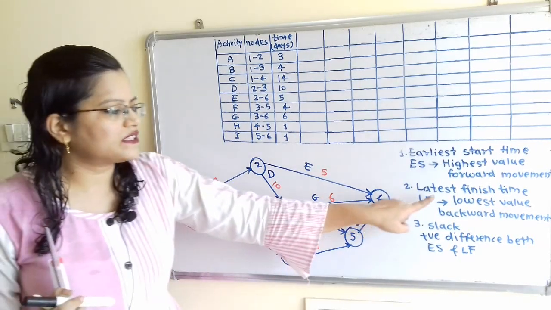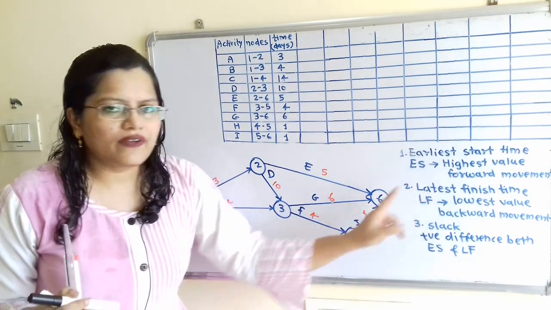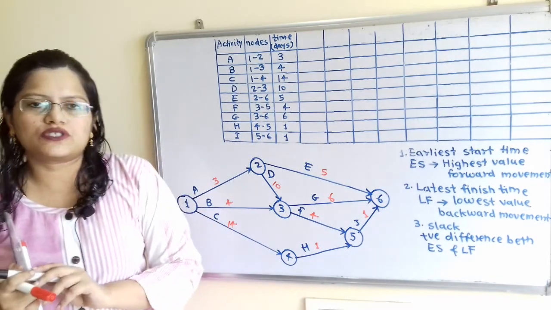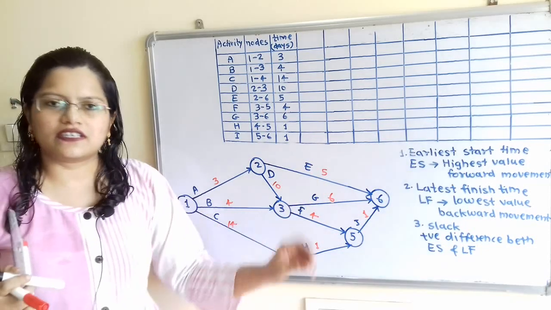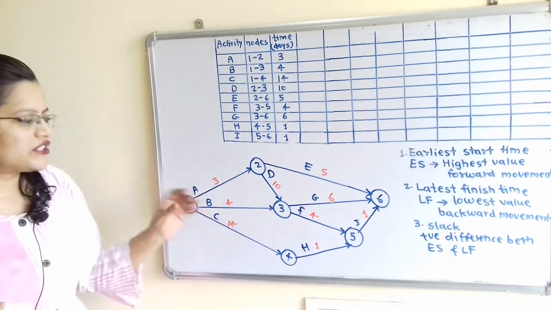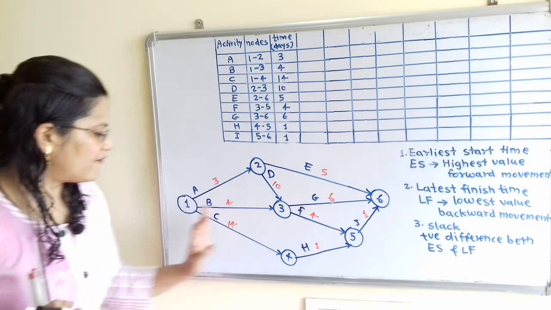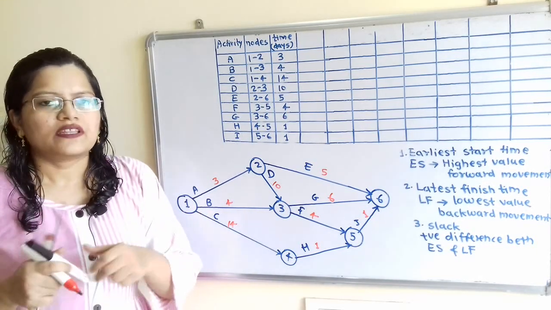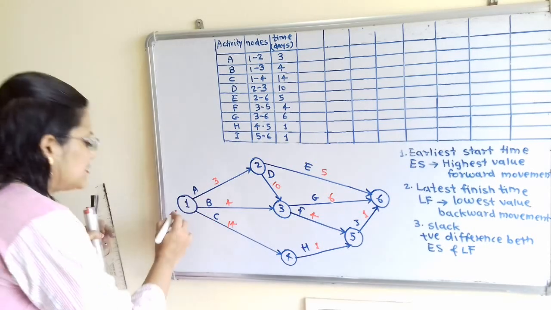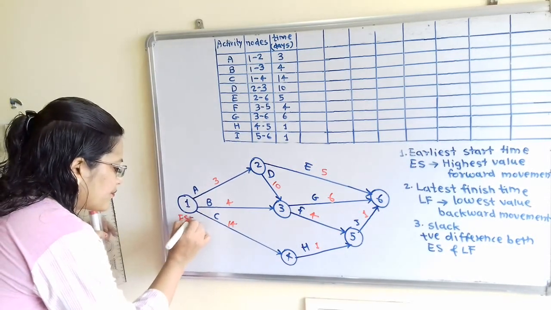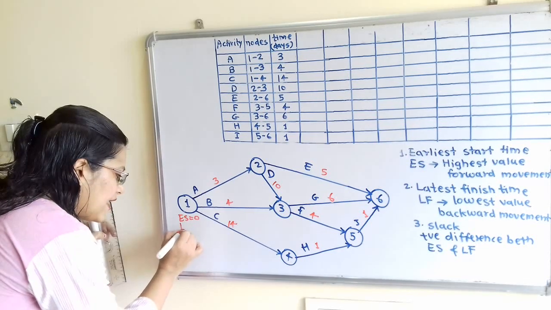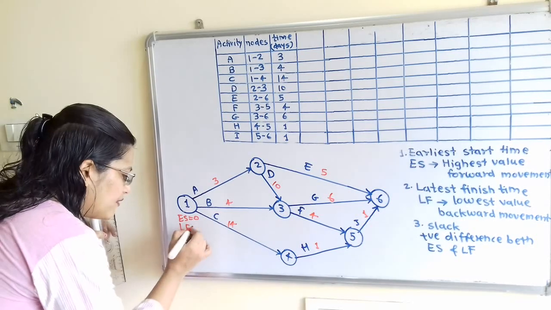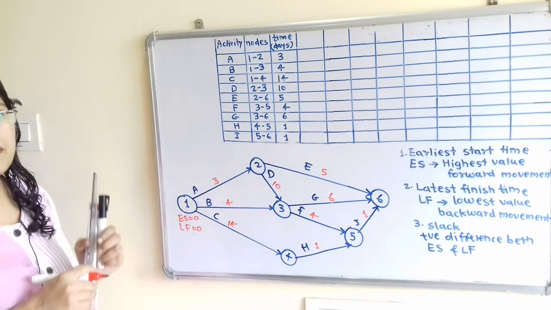The value of LF at the starting node 1 should be equal to 0. If so, then our calculation is correct; it is our cross-check value. Now I will mention here ES is equal to 0, and LF also should be equal to 0.